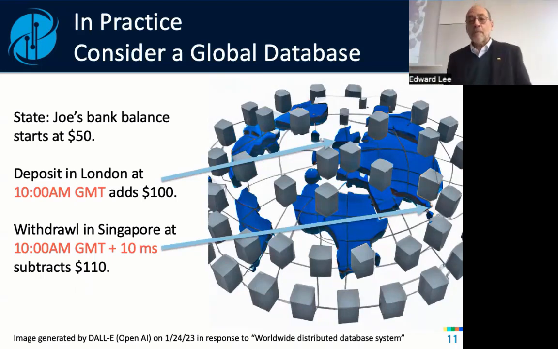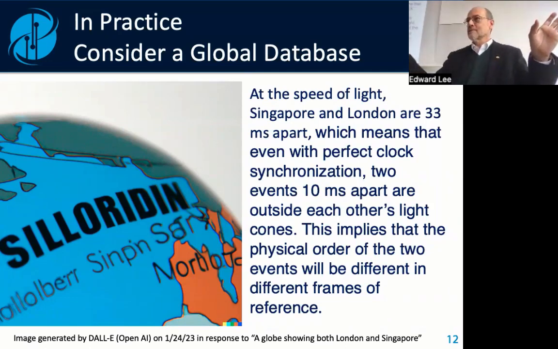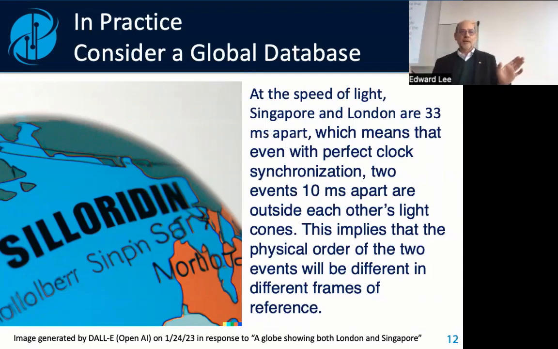Well, the problem here is that at the speed of light, Singapore and London are 33 milliseconds apart. And that means that even with perfect clock synchronization, two events that are 10 milliseconds apart are outside the light cone of each other. And consequently, the order in which these events occur is different in different frames of reference. There is no ground truth to what order these occurred in.